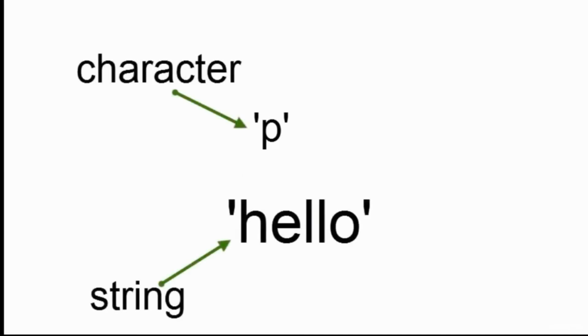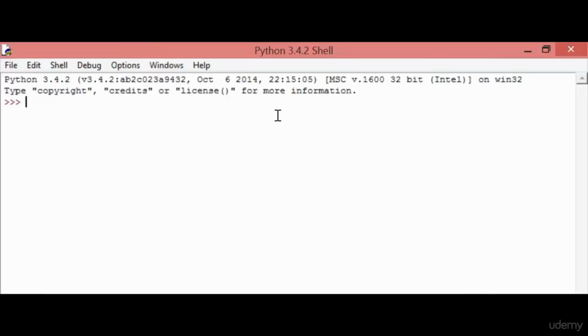Welcome to the Python tutorial. Today we are going to talk about strings in Python. A string is a set of characters, or we can say that a string is a collection of characters represented in single quotes or double quotes. So now let us understand through a simple example. Here I opened a Python shell, and now I'm going to execute some examples. After that I'll explain them.